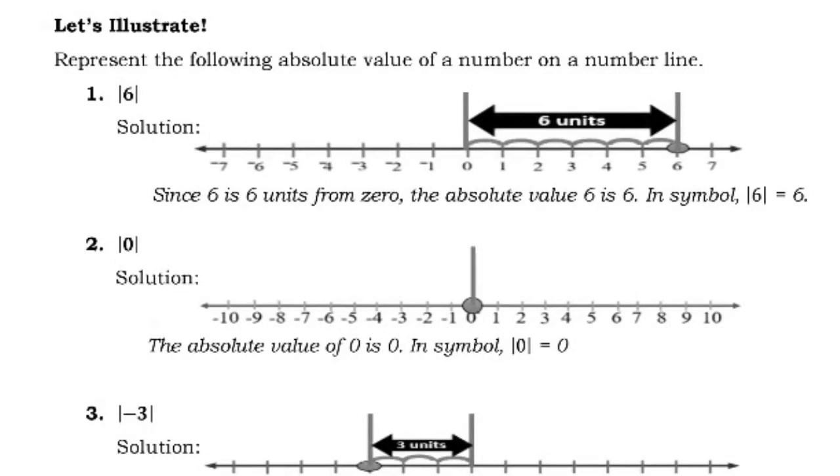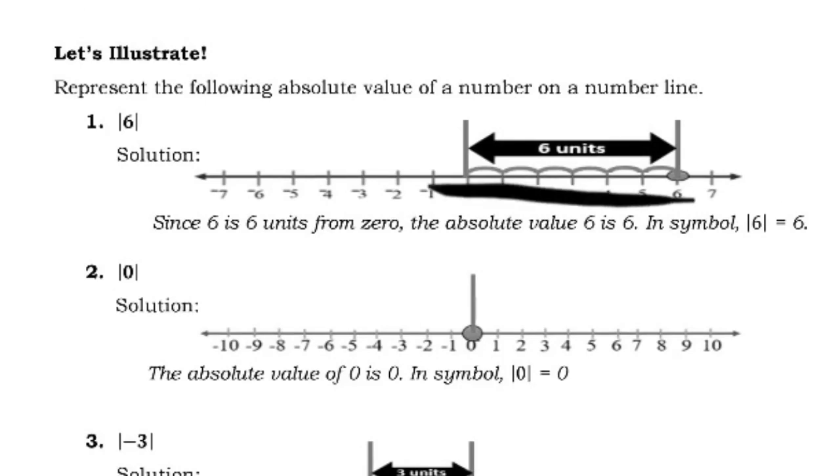Then next, let's illustrate. Represent the following absolute value of a number on a number line. You have there given number 1, absolute value of 6. So from 0 to 6. This is the distance from point 0 to 6. So absolute value of 6 here is equal to 6.